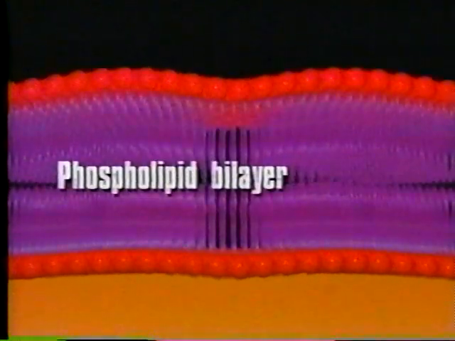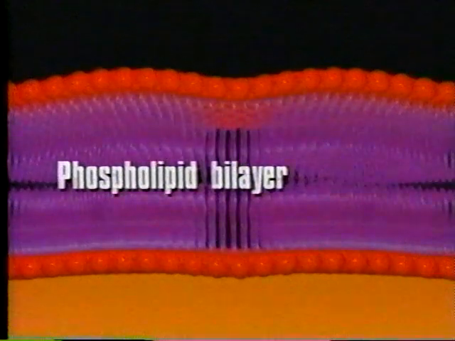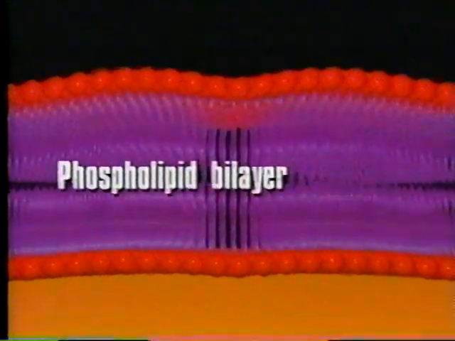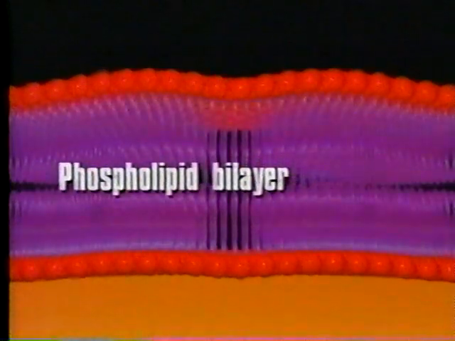Cell membranes have two layers of phospholipid molecules. The hydrophilic heads face outward and are exposed to the water. The hydrophobic tails face inward and are shielded from the water. This structure is called a phospholipid bilayer. The lipid bilayer gives the cell membrane support and creates a barrier between the cell and its environment.